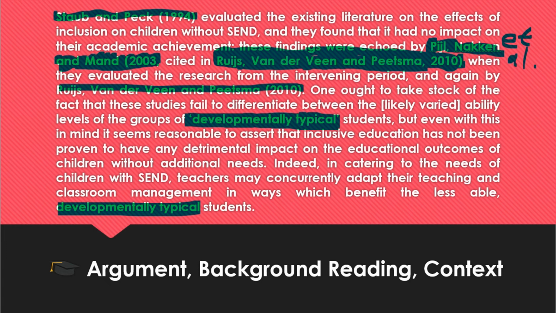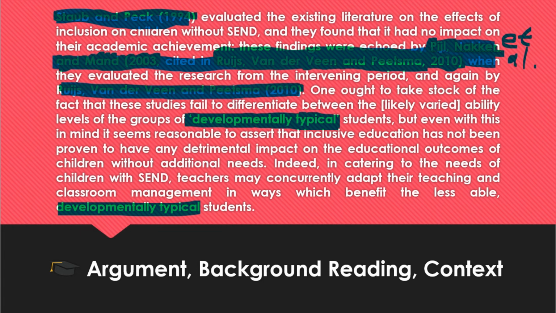So my argument in this paragraph is that inclusion is a good thing for everybody, and it hasn't been found to be a bad thing for the students who don't ostensibly benefit from inclusive policies. So here's my citations. Here's some people I've read about, and here's what they've said, and here's how that either validates or counteracts or whatever the argument that I'm making.